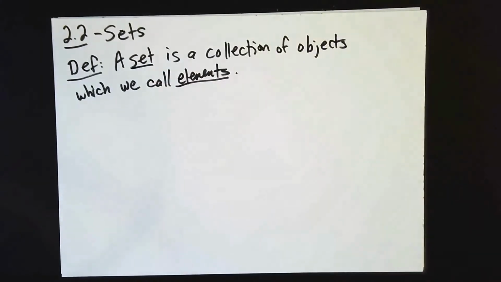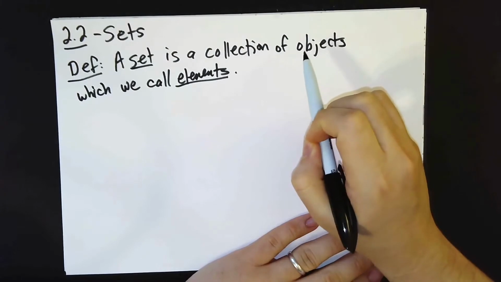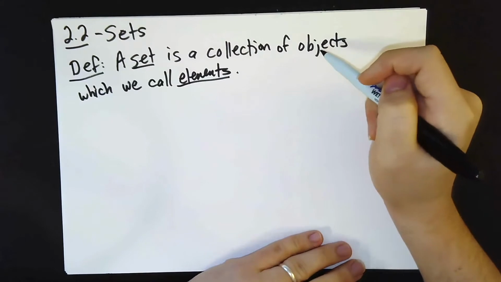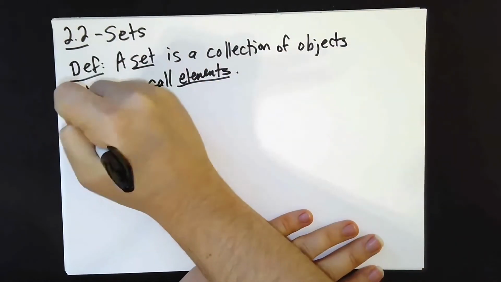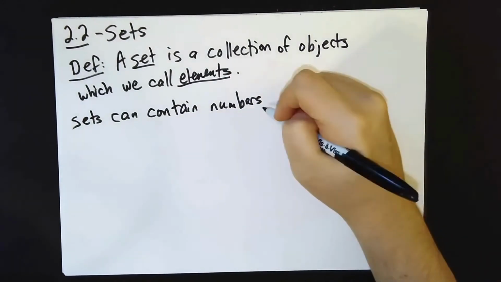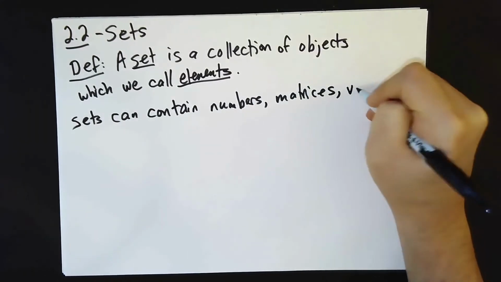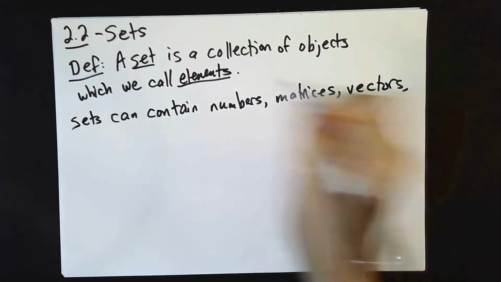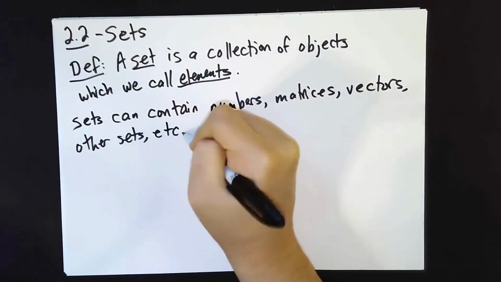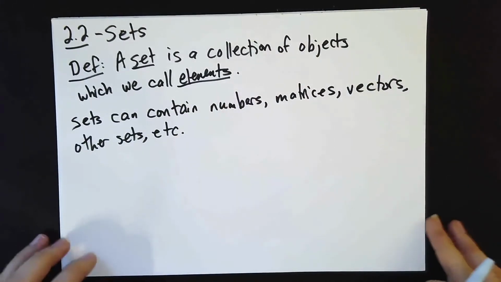Now, most of the time these are going to be mathematical objects, so we aren't usually going to have sets that, for example, contain zoo animals or whatever. But the objects certainly don't have to be numbers. So sets could contain numbers, but just as easily they can contain matrices or vectors or even other sets, etc. So we're really not putting any restrictions on the kinds of things that can belong to a set.